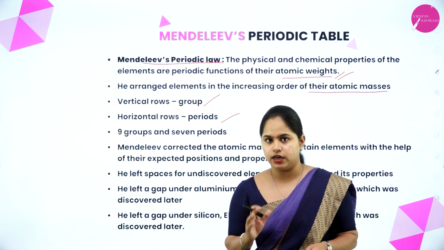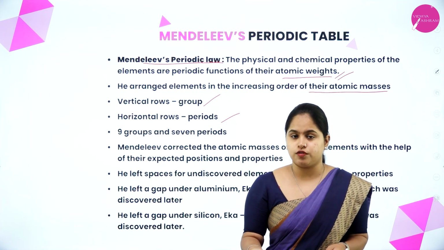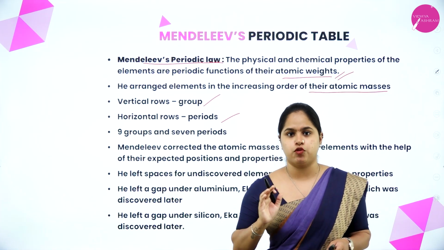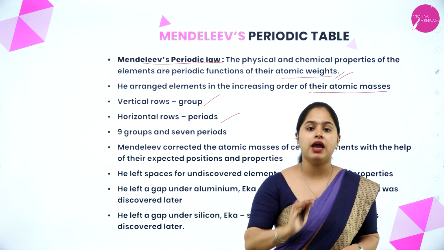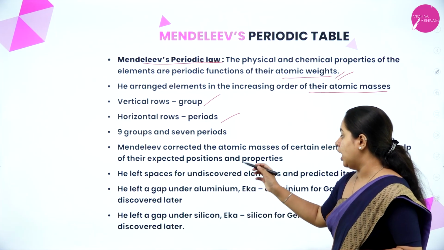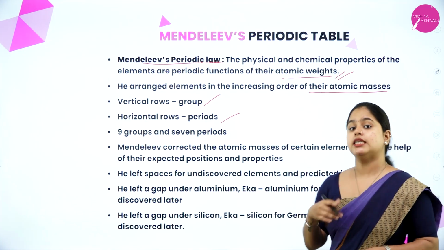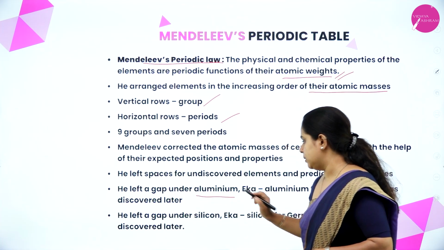They weren't discovered at that time, but still he was able to predict the properties of those elements and leave some gaps for them, so that when that element is discovered later, it can be added on to the table. Clear? So he left spaces for undiscovered elements and predicted their properties, right? And he left a gap under aluminium.